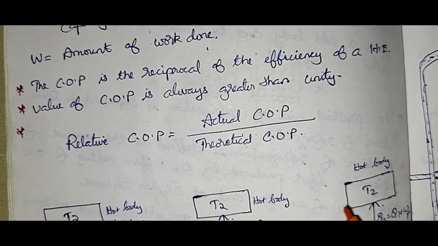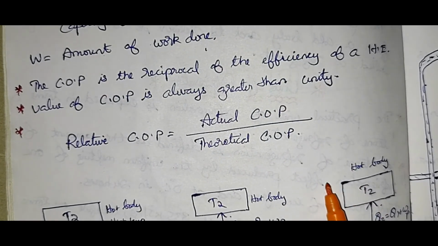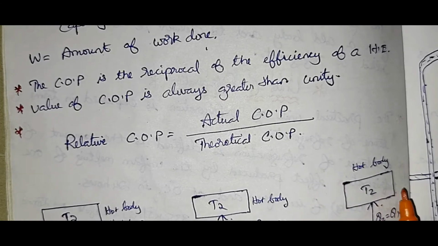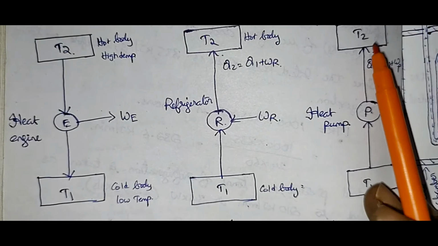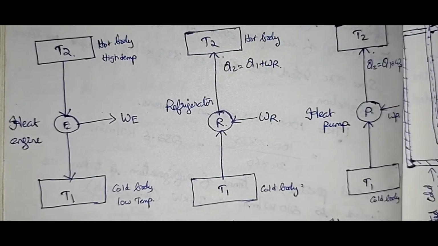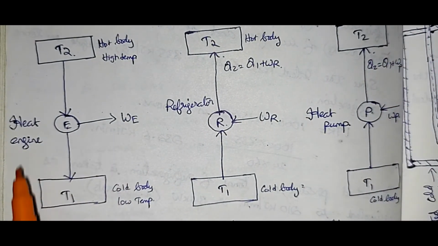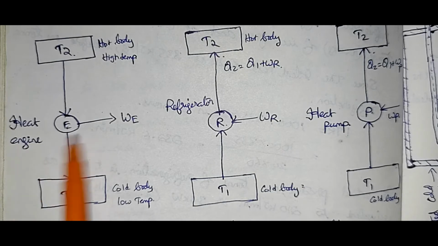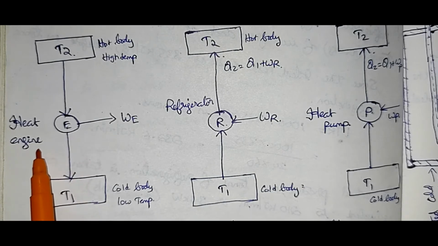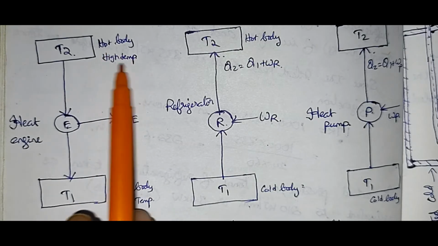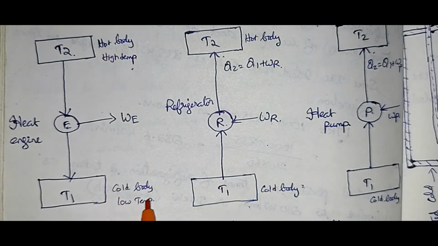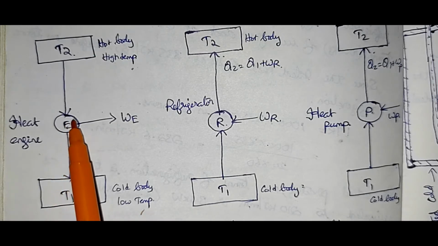Now we will understand how a heat engine works, how a refrigerator works, and how a heat pump works, with the help of these diagrams. First we'll talk about the heat engine. You can see this is the hot body, high temperature, and this is the cold body, low temperature, in this diagram. So in the heat engine, what is happening exactly here?